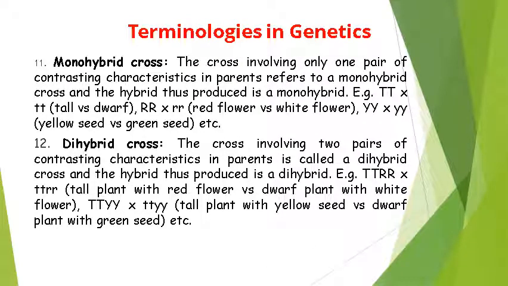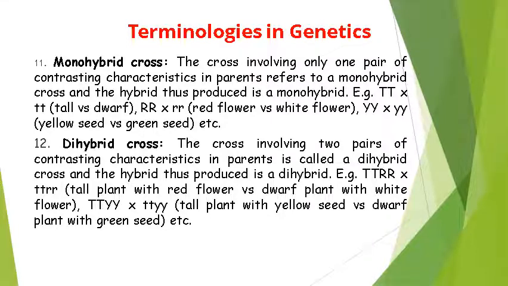The important terms are monohybrid cross and dihybrid cross. The word mono means one or single, and di means two. So a monohybrid cross is when we are considering only one pair of contrasting characters, and a dihybrid cross is when we are carrying two contrasting characters simultaneously, or you can say together. So monohybrid crosses involve one pair of contrasting characters in the parents, and the hybrid thus formed is a monohybrid, like the cross between two plants if we are considering only the height of the plant.